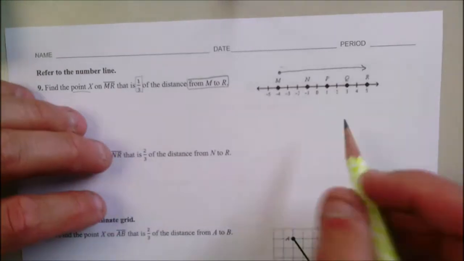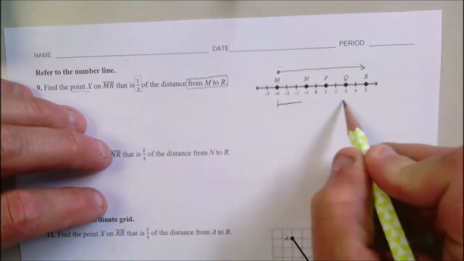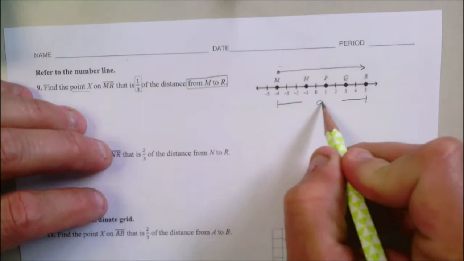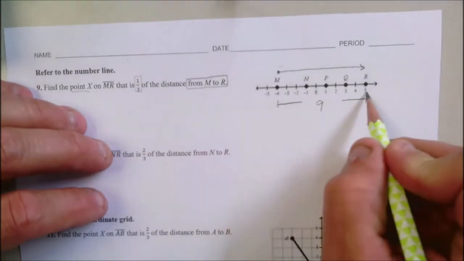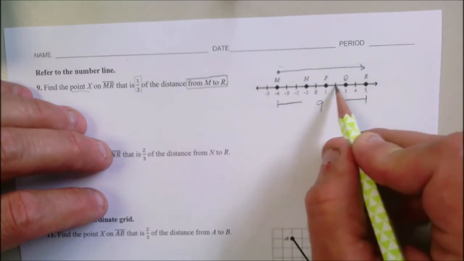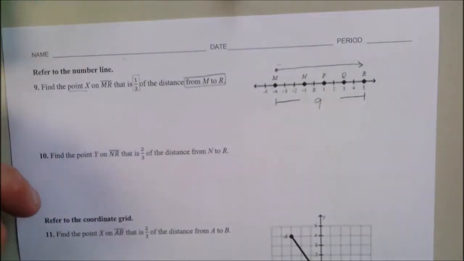The very first thing I did was find the distance from M to R. I can recognize that that distance is a total of 9. I have 5 units on this side and 4 units on this side. Or I could count 1, 2, 3, 4, 5, 6, 7, 8, 9. I've got a total length of 9 units there.